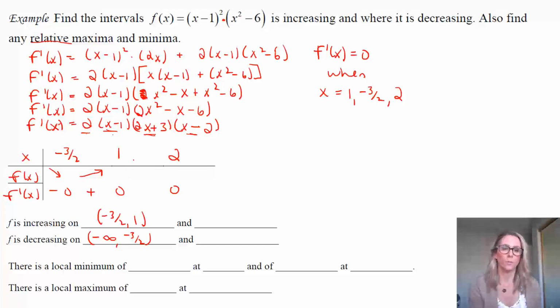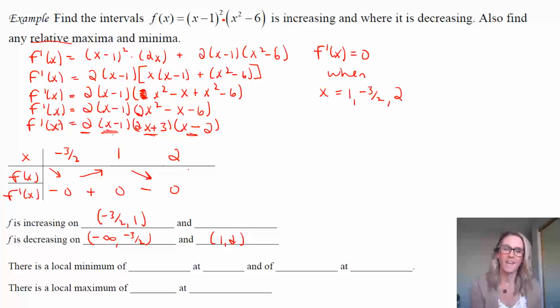And then we just keep checking. So we're going to pick something between 1 and 2. So a value between 1 and 2 typically would be 3/2. If we put that in, we're going to have positive, positive, positive, and then a negative. So positive times positive times positive times negative is a negative. So we're going to be decreasing from 1 to 2.